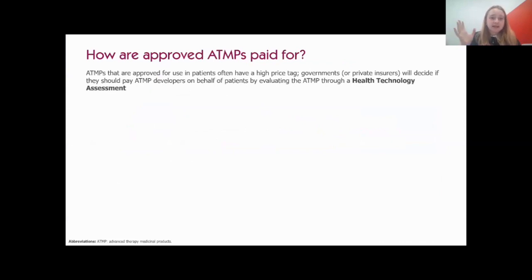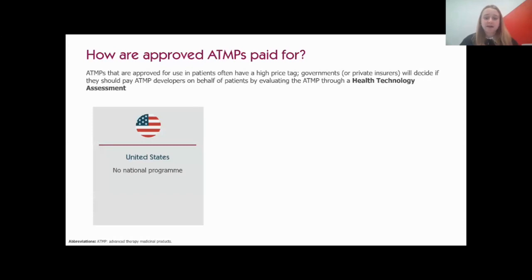So once an advanced therapy is approved, how is it going to be paid for? As we've mentioned a couple of times now, they often have a really high price tag. So governments or private insurers will decide if they should pay for advanced therapy. They would basically be paying the developer on behalf of patients. And so that is evaluated through a health technology assessment. Again, this varies depending on the country where it's taking place.